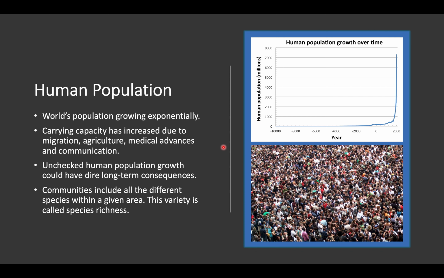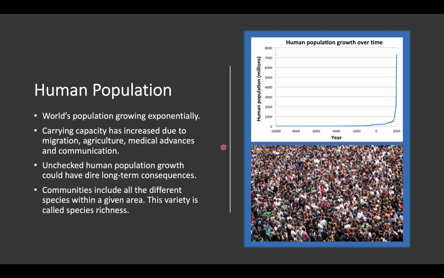So carrying capacity, which means the amount of people that the planet is able to hold, or amount of organisms of a certain species that the Earth can sustain. That carrying capacity has increased due to migration, agriculture, medical advances, and communication. So migration meaning the migratory patterns of people, agriculture, how we grow our food, medical advances, so modern medication and medicine, and communication with one another has allowed us to increase our carrying capacity on the planet. But unchecked human population growth could actually have dire long-term consequences.